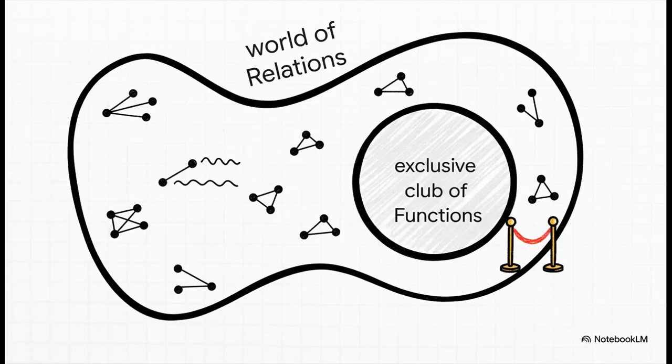So when you boil it all down, here's the biggest takeaway. All functions are relations. They start in the same big family, but it's a very exclusive club. To get in, a relation has to follow that one super important rule. Be predictable. One input, one output. Only then does it get to be called a function.